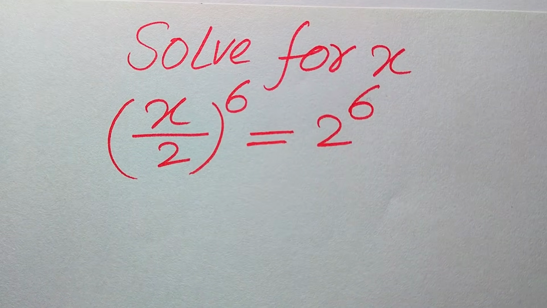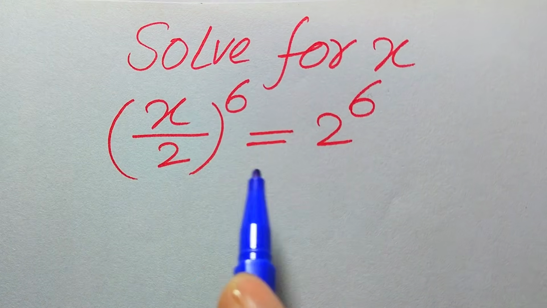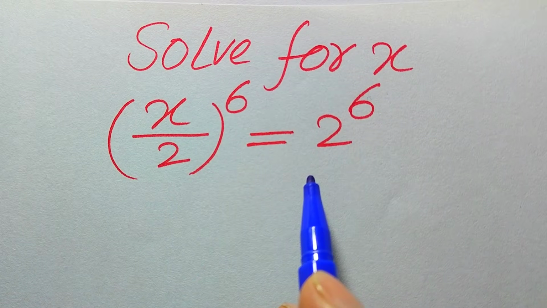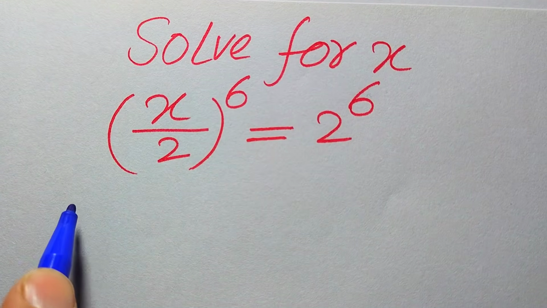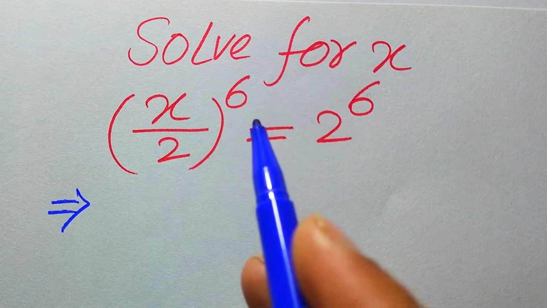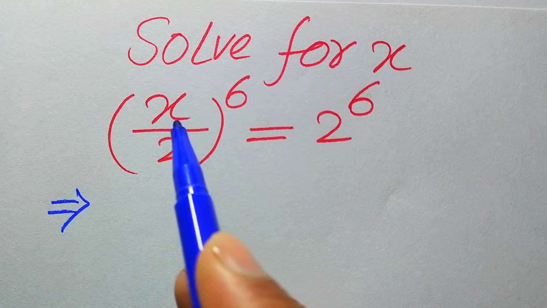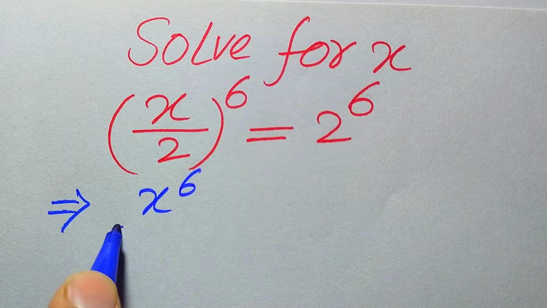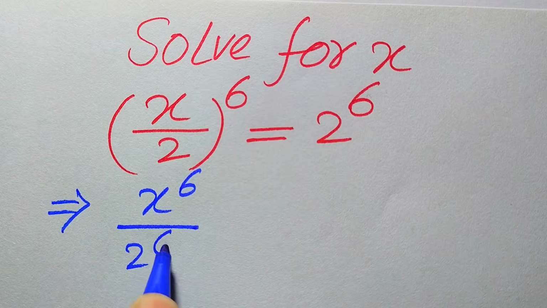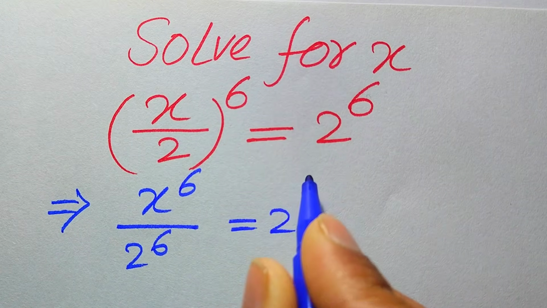So here we have (x over 2) to the power of 6 is equal to 2 to the power of 6, and we solve this problem for all the values of x. So here first we need to write this exponent separately on both of these two values, and it becomes x to the power of 6 divided by 2 to the power of 6 is equal to 2 to the power of 6.